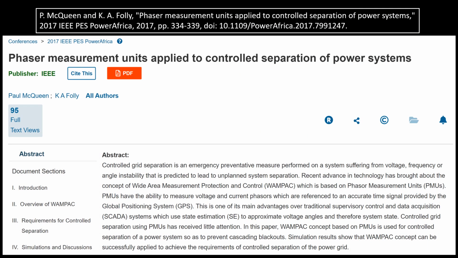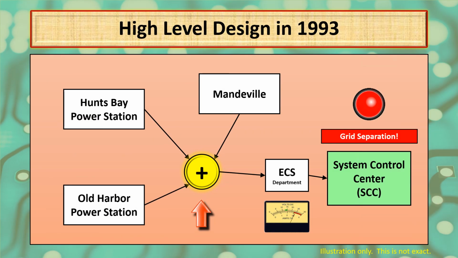I did some research on grid separation, and I found this article on the IEEE's website. I drew up a block diagram similar to what is shown here. It had these boxes pointing to a central point, and an alarm is raised, detection is done for a grid separation, but I did not explain the design philosophy or theory of operation, so that was not disclosed.